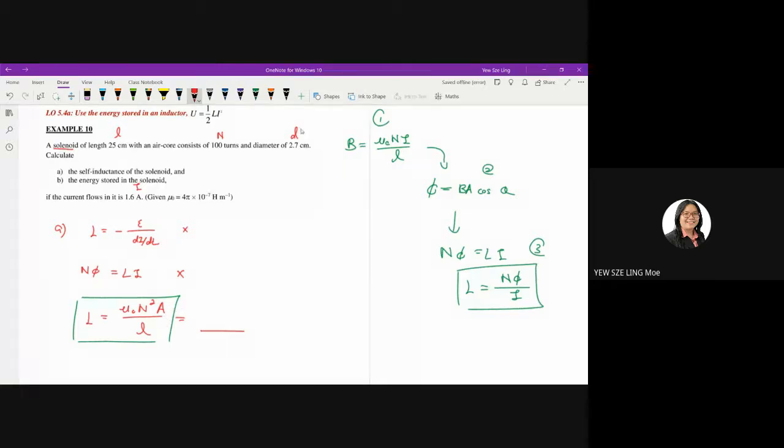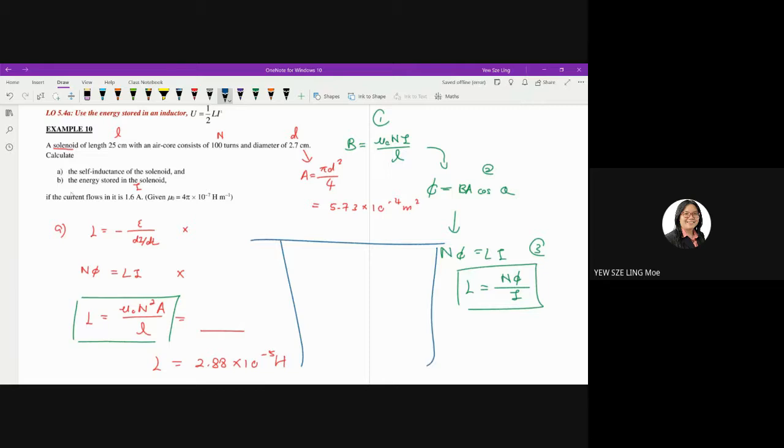A can be calculated by using D, which is A equals to pi D squared over 4, which is then equals to 5.73 times 10 to the power of negative 4 meters squared. So once you have it, plug everything into the equations. Eventually, you should obtain L equals to 2.88 times 10 to the power of negative 5 Henry. So that is question A.